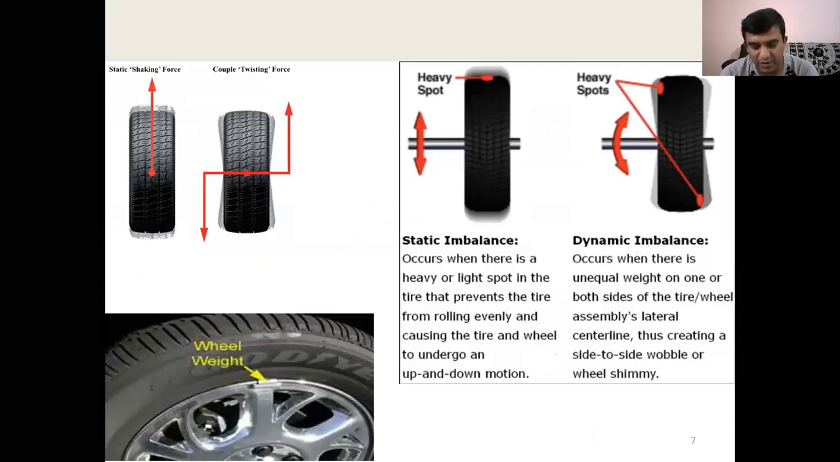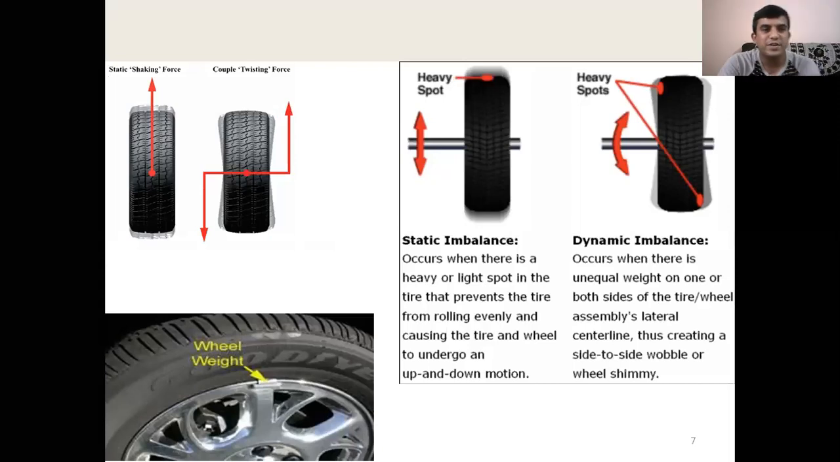You can feel it if you have a car: after every 10,000 kilometers we go for wheel balancing. Why do we go for wheel balancing here? I think the slide is visible; someone please respond. Yes, sir, the tires are visible, right? Okay, thank you.